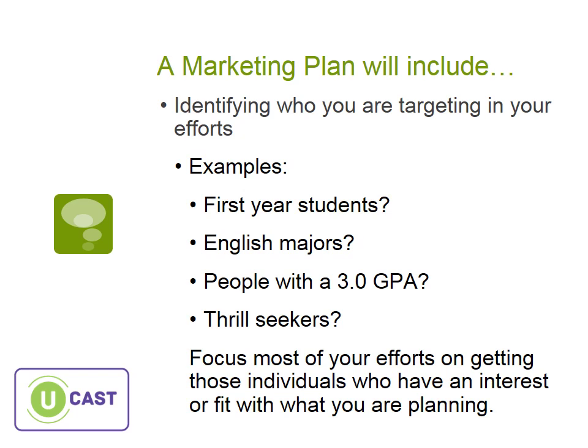A marketing plan includes a couple of different components. The first thing you need to do is to identify who you're targeting in your efforts. Is your event really made for first-year students or for a particular major or a particular level of GPA? Maybe it's an honorary group that really wants to focus on people with a 3.2 or higher. Is your event really made for thrill seekers or for people who like to spend time alone reading?